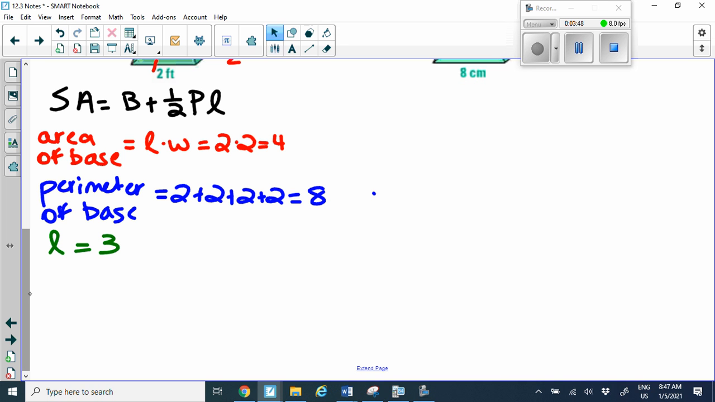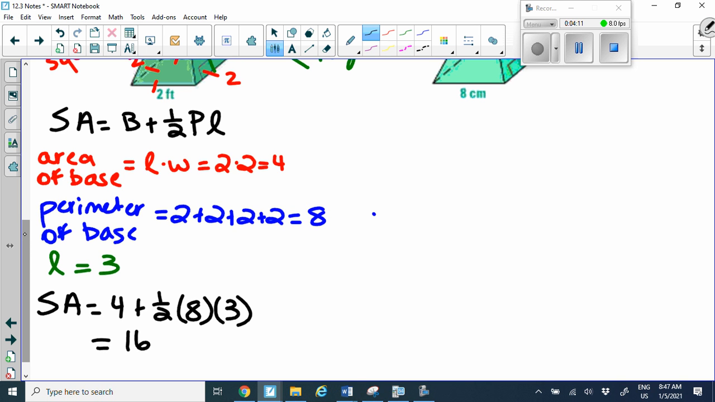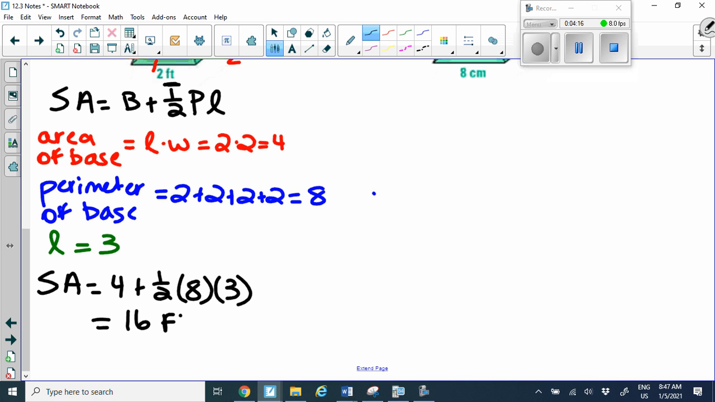Okay, now let's apply all these numbers into our formula. So our base is 4 plus 1/2 times the perimeter, which is 8, times our slant height, which is 3. Now all you got to do is plug this into your calculator. So we get 8 times 3 is 24, divided by 2 is 12, 12 plus 4 is 16. There we go. Now don't forget, as we've done before with surface area and volume, we need to use our units. In this case, it's feet. Because this is surface area, we're going to use squared. That's our final answer.